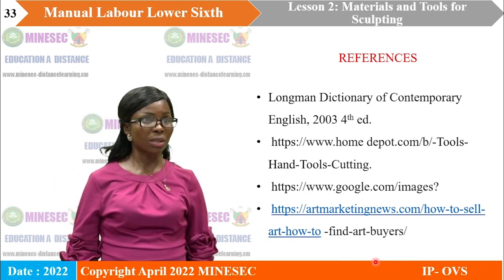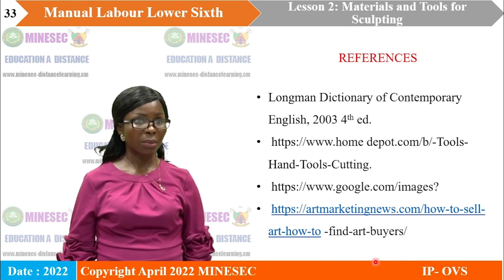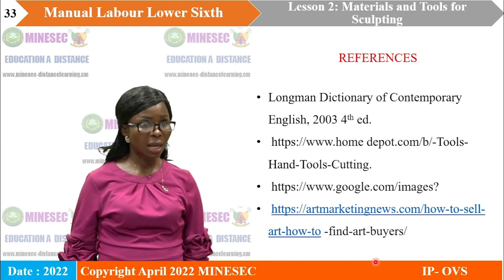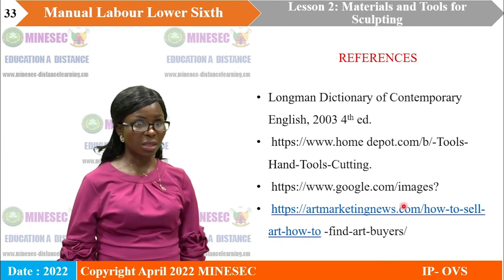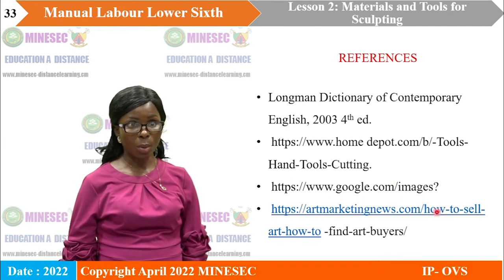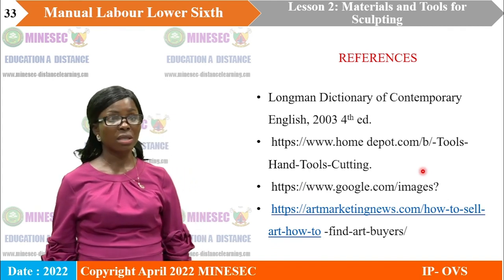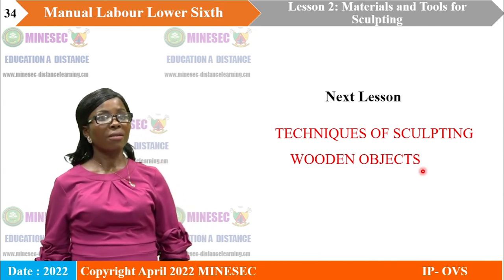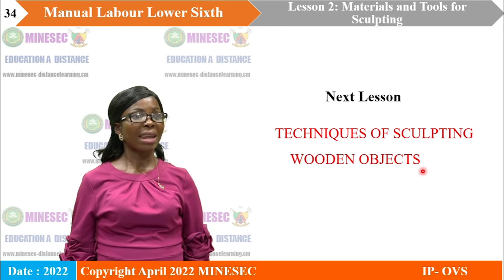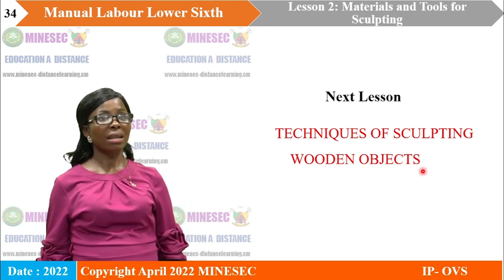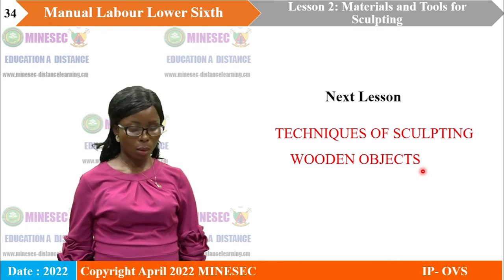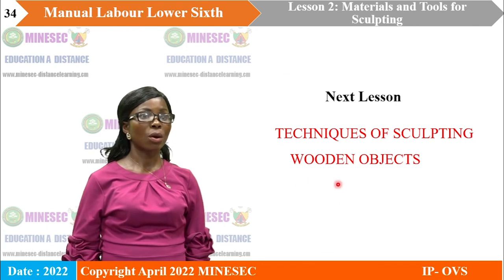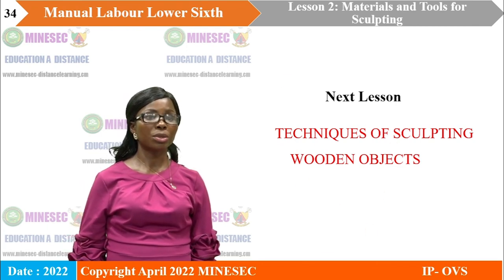If you look there, you will use the dictionary and other research related to our topics. You see hand tools, cutting, and all those things in the lessons, and even images. This is google.com/images that we used, all these references, to come up with this lesson. So we have come to the end of our lesson. Our next lesson will be on techniques of sculpting wooden objects. This is the title of our next lesson: techniques of sculpting wooden objects.